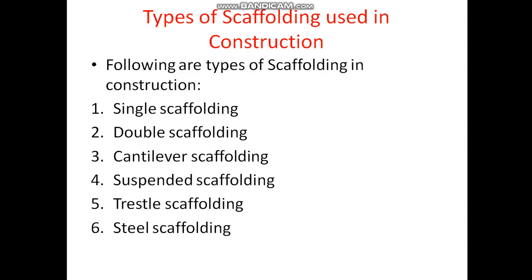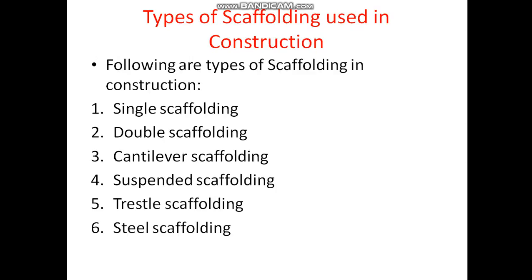Now in these scaffoldings there are a number of types of scaffolding that we have to study. The type of scaffolding varies with the type of construction work. The scaffolding is made up of timber or steel. According to the requirement, the type of scaffolding is implemented.